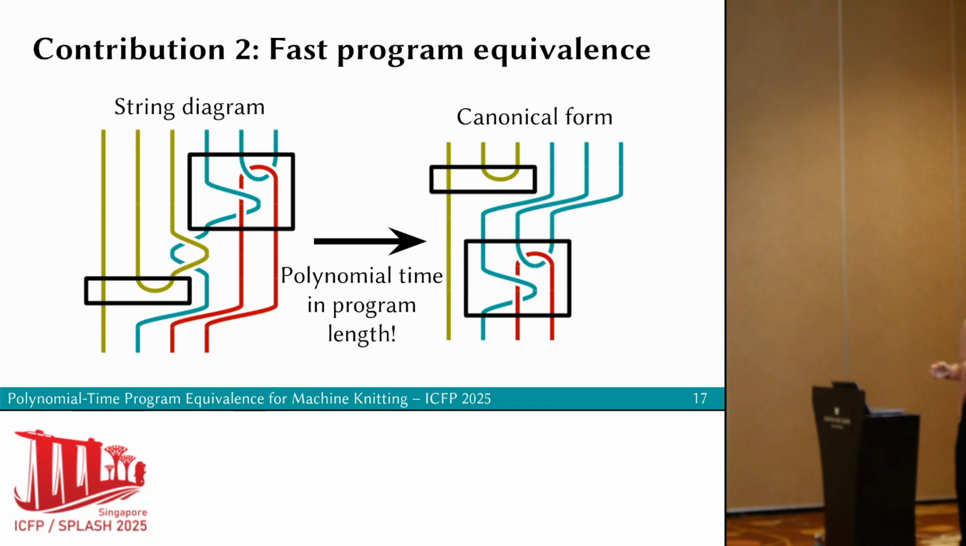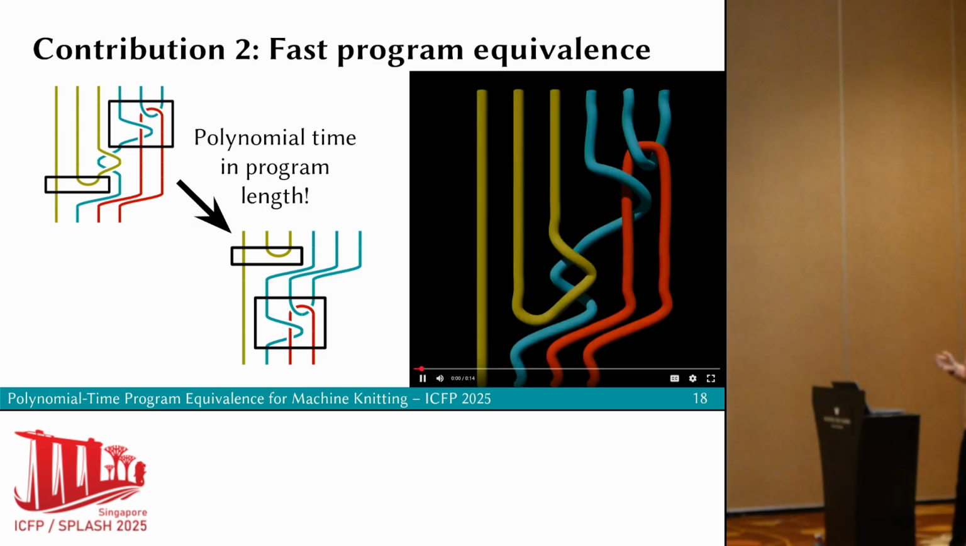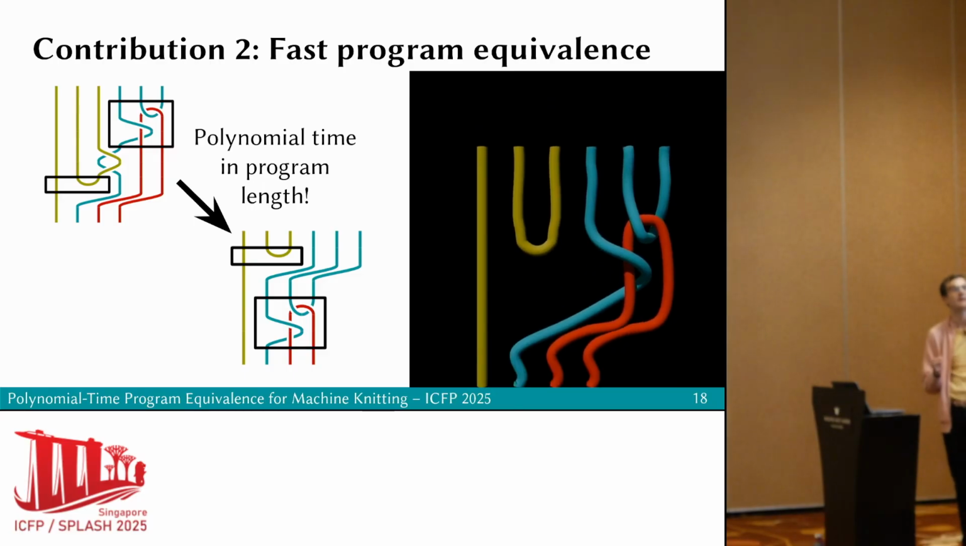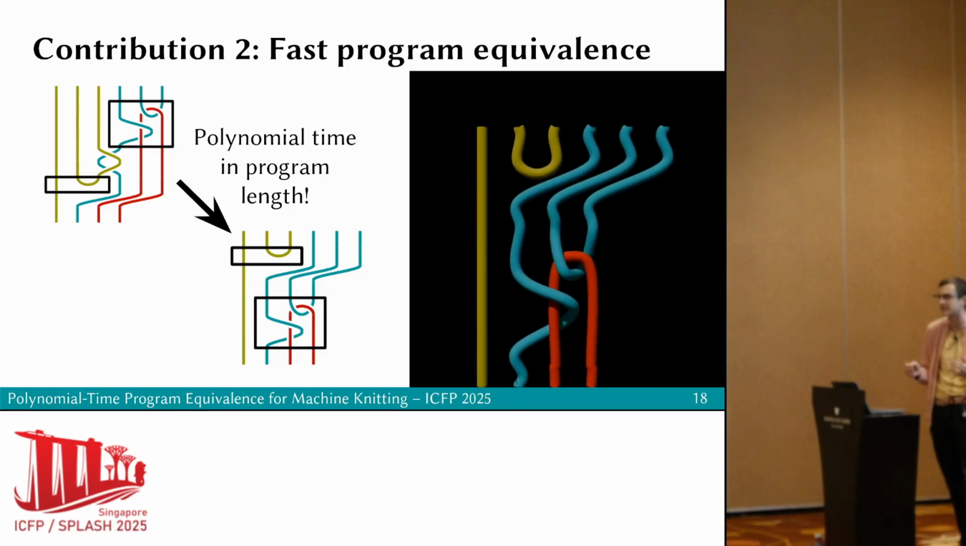Our second contribution is a canonical form for our categorical semantics that we can compute in polynomial time with respect to the program length. This was surprising given the difficulty of knot equivalence. So this gives us polynomial time program equivalence because just given two programs, we calculate their semantics, calculate their canonicalization, and compare directly. Because our semantics are representing the topology of knitted objects, our canonicalization can be interpreted as this deformation of yarns in 3D space.